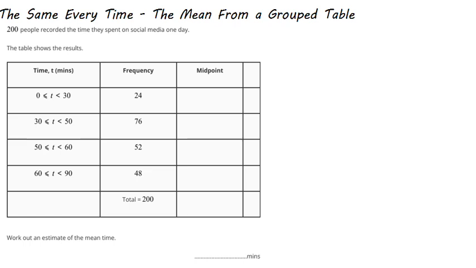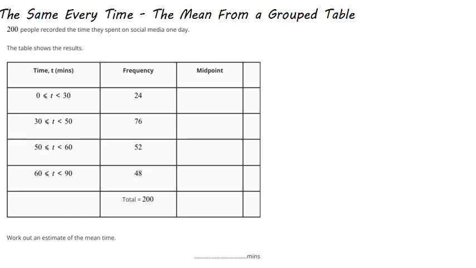Exam question: 200 people recorded the time they spent on social media one day. The table shows the results. Time in minutes, called T, frequency, midpoint. You have to understand first of all what this table actually means. So when it says 0 ≤ T < 30, we mean the time is between 0 and 30 minutes. So 24 people spent between 0 and 30 minutes on social media.